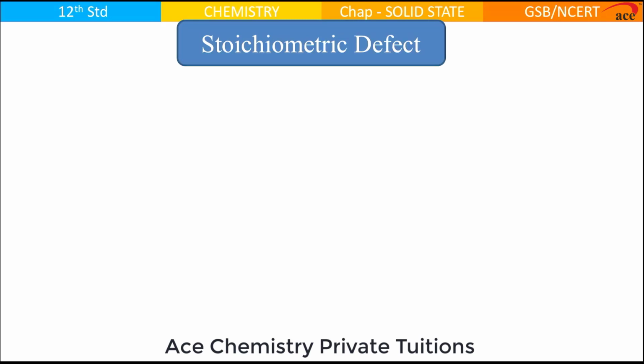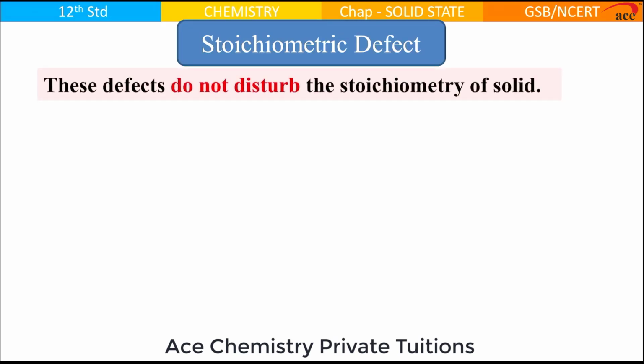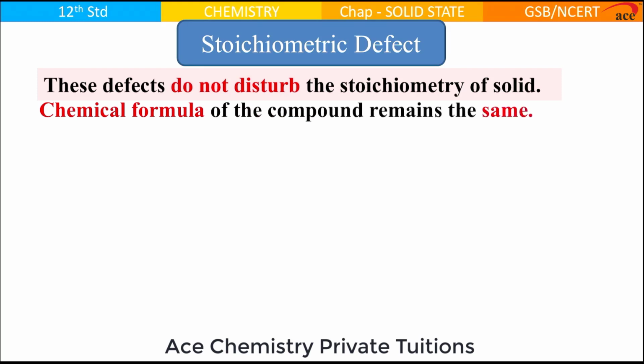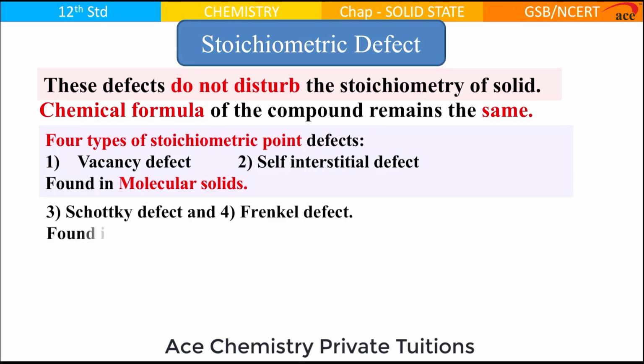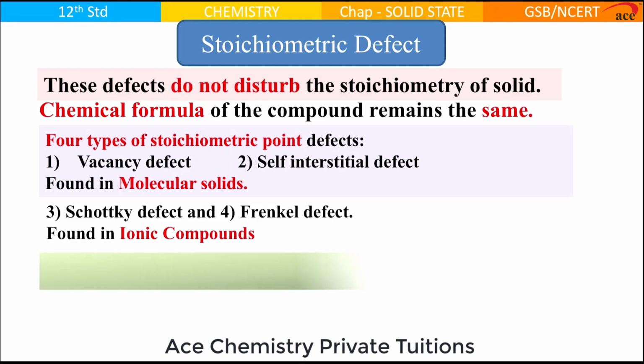We come to the first type, stoichiometric defects. In stoichiometric defects, there is no disturbance to the stoichiometry of the solid. That means the chemical formula of the compound at the end of this defect remains the same. They are of further types: vacancy defect or self-interstitial defects, more popularly found in molecular solids, not discussed in detail in our syllabus. Schottky defect and Frenkel defect are found in ionic solids and discussed in too much detail in our syllabus.